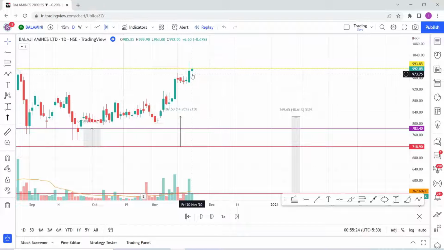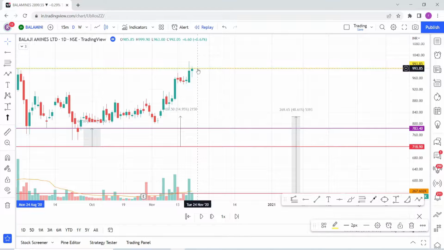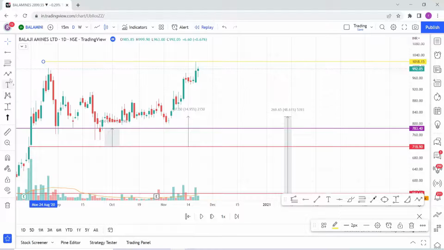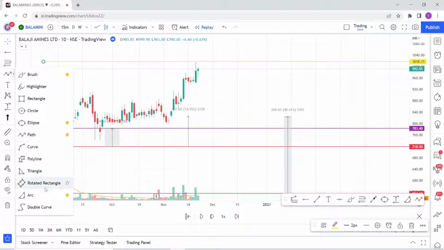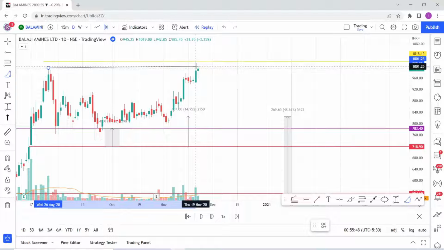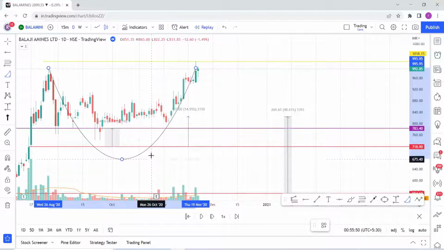So here also it is not considered as a breakout. But we can consider this as a swing high only. So I'm just moving the yellow line there. And also if you see, it is forming a rounding bottom kind of structure. Let me draw that. So if I go here, I'm just picking the arc. So the price is kind of a rounding bottom, I would say.